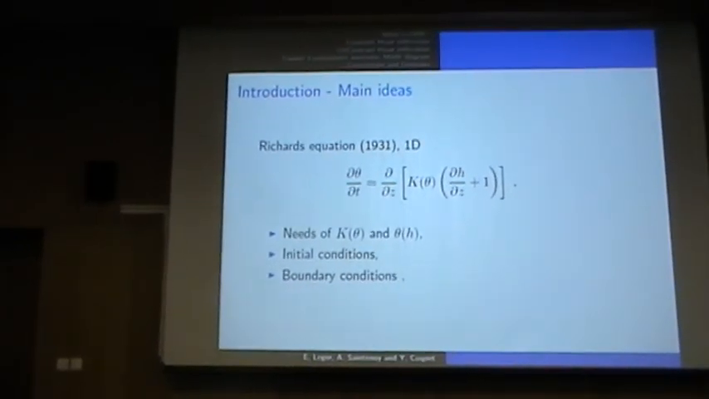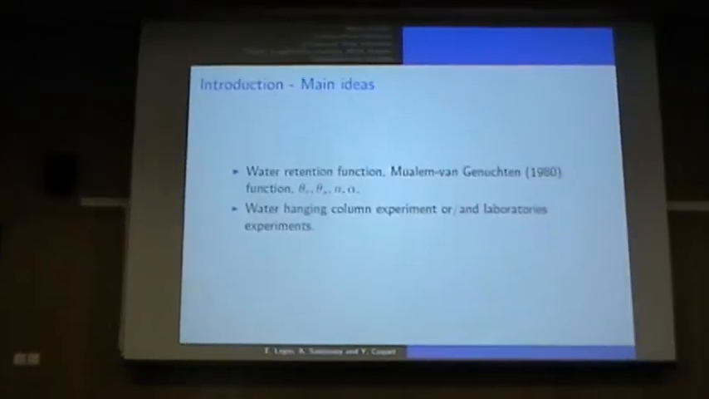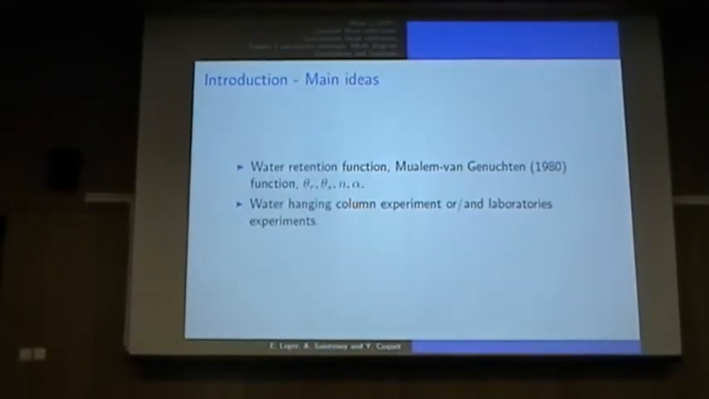So first of all, let's get back to basics. To resolve the Richards equation, you need a lot of things, but you need a hydraulic conductivity function as well as a water retention function. Typically, we use the Mualem function for water retention, and we can determine 4 of the 5 parameters. Those 4 parameters, we can determine them by water column.